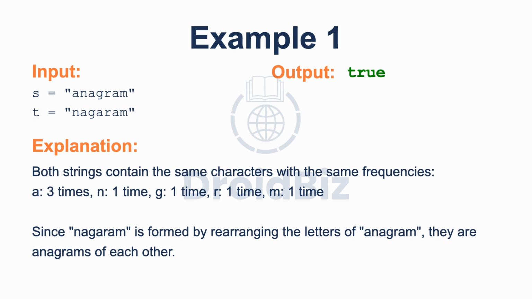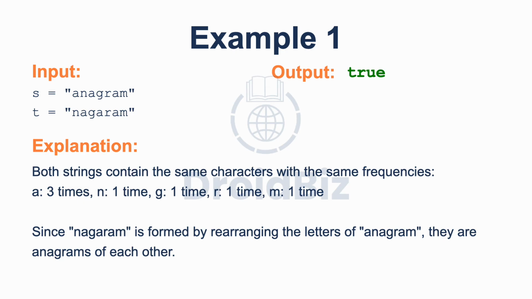We have S equals anagram and T equals nagram. Our output is true. Why is this true? Let's break it down. Both strings contain exactly the same characters with the same frequencies. The letter A appears 3 times in both strings. The letter N appears 1 time. The letter G appears 1 time. The letter R appears 1 time. And the letter M appears 1 time.